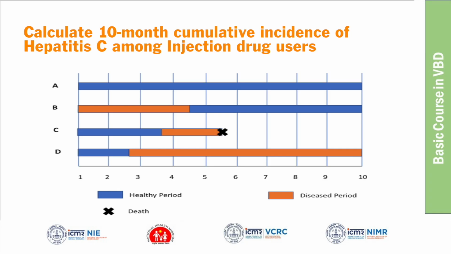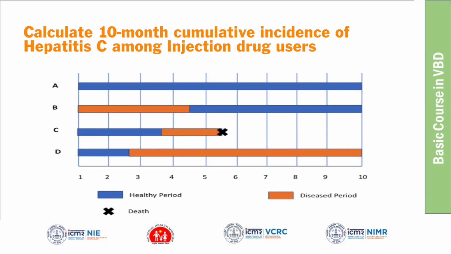So the catch in this question is, anyone who has disease to begin with, like look at person B. During our study period, he already has disease, so he is not at risk at the beginning of the study. So how many individuals are at risk at the beginning of the study? A is at risk, C is at risk, and D is at risk. So the denominator, the population at risk at the beginning of the study, is 3.